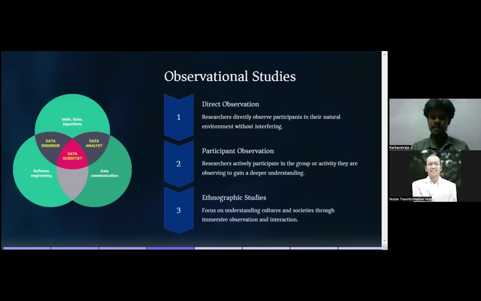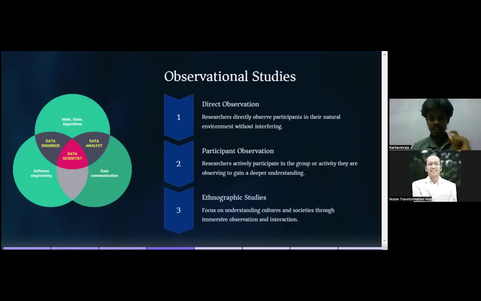Next, participant observation. Researchers actively participate in the group or activity they are observing to gain a deeper understanding. In this, the first thing is direct observation. They will just observe what the activity occurring is, and they collect the data. The next thing is the participant. The observer becomes a participant, and based on the participation, they collect the data. First, they are simply standing outside and collecting the data. Second, they go inside the group, mingle with them and collect the data.